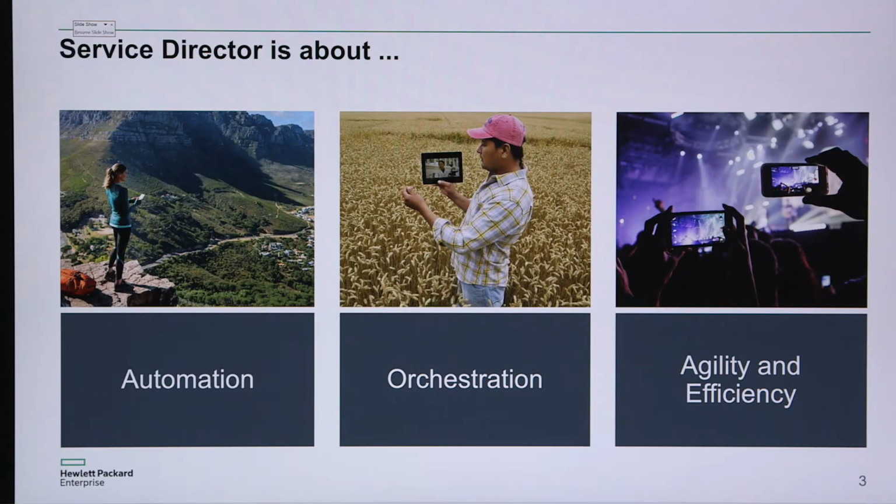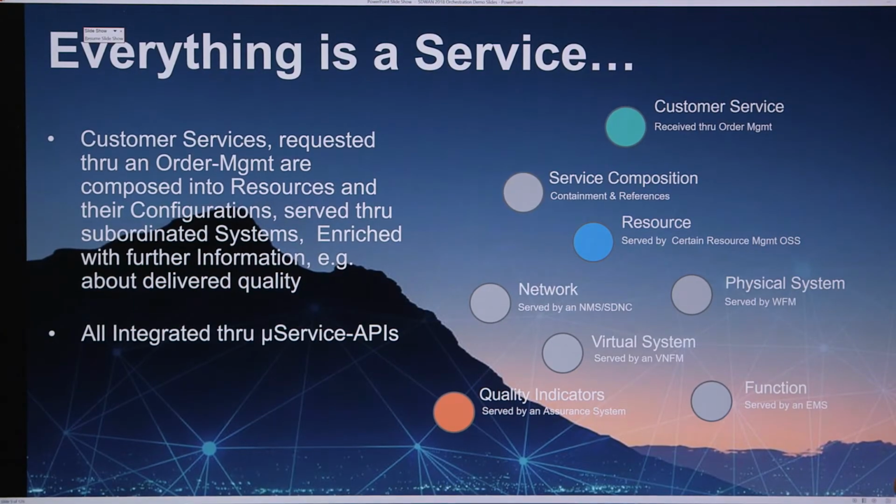If we go into the three elements, it's really about automation, orchestration, composing, and efficiency and agility. Why do I say agility? Because it's really relevant that you are able to deploy and introduce new services to the market in, let's say, less than a couple of months, maybe weeks, because the market is today not waiting anymore for a long industry development.